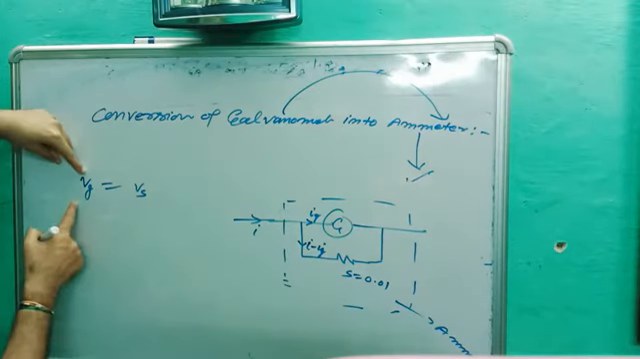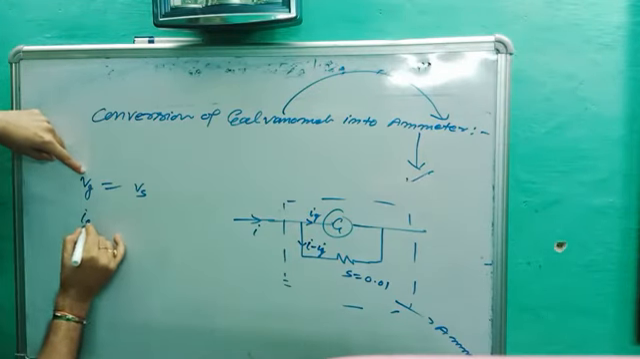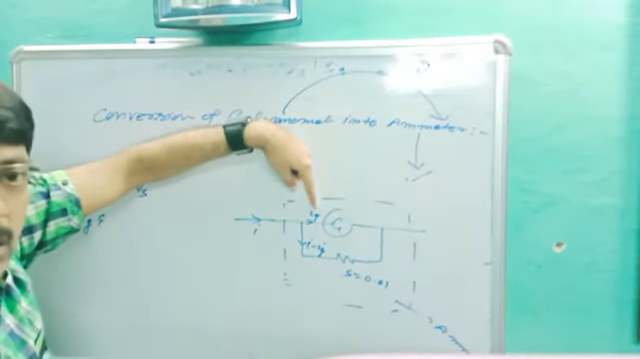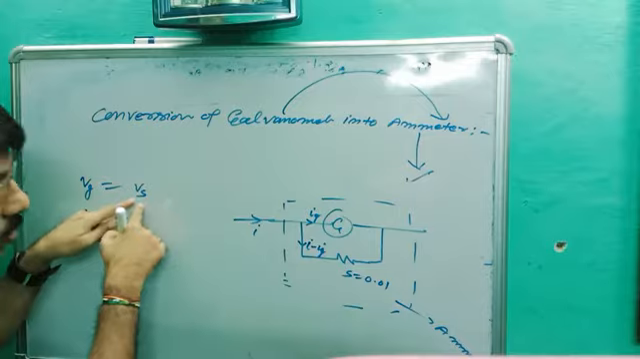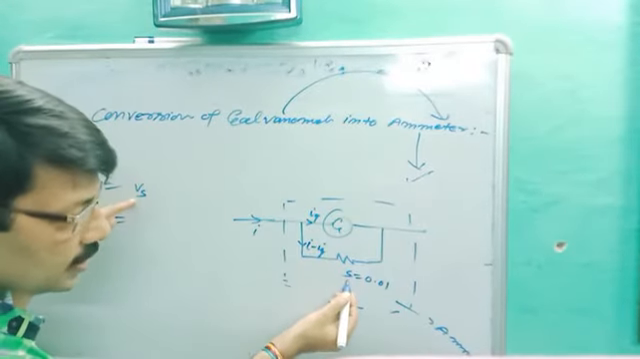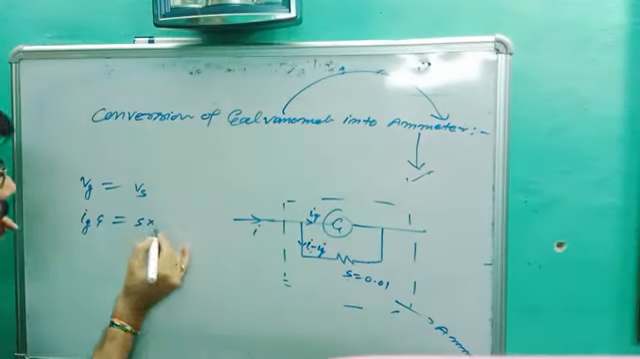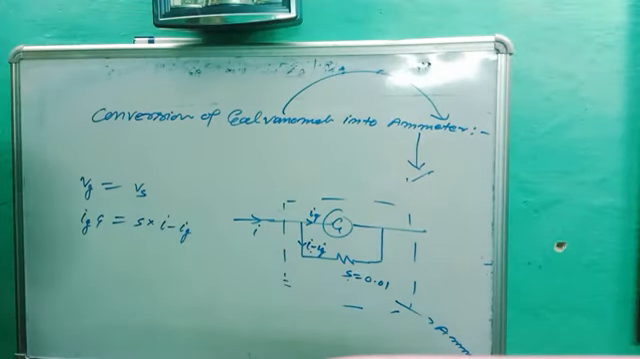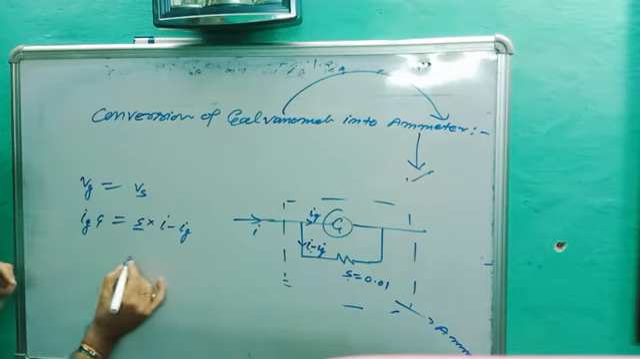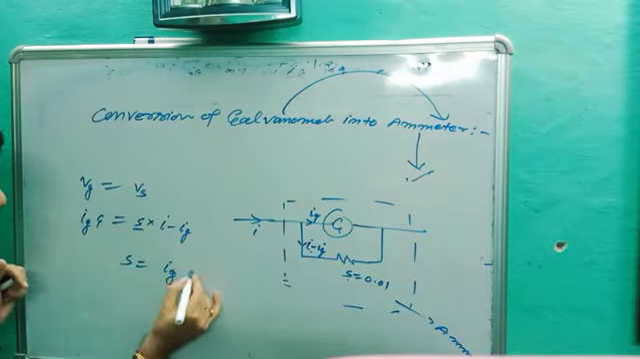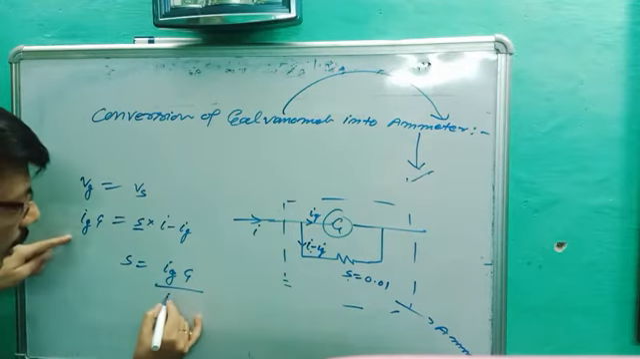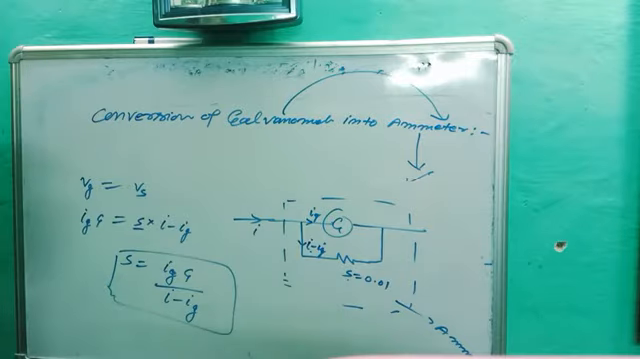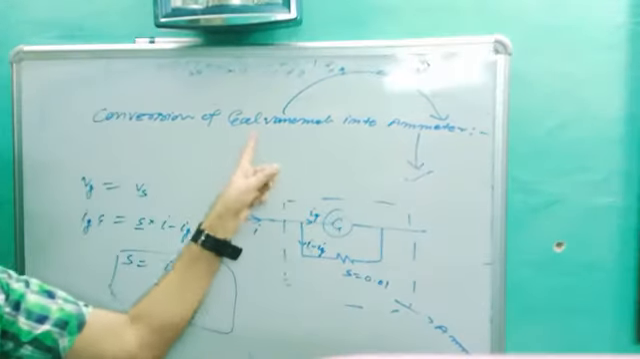Apply Ohm's law. What is Vg? The value of Vg is Ig into G. See there, the resistance is G, and Ig is the current through the galvanometer. This is equal to Vs, the voltage of the shunt, where the resistance is S and the current is I minus Ig, so Vs is S into (I minus Ig). Are you getting it? So what we are trying to find is the value of S. So S is equal to Ig into G divided by (I minus Ig). This is a very important formula which is used to convert the galvanometer into an ammeter.